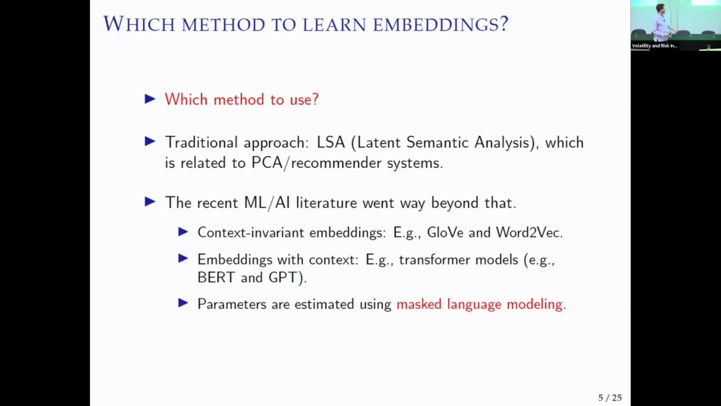Now, importantly, the parameters of these models are trained with what's known as masked language modeling. What's the idea there? You mask words in example sentences, and you train the model to guess the word that it doesn't know is in a given sentence. We lean on that analogy in this paper to show how we can use investor portfolios to learn embeddings.